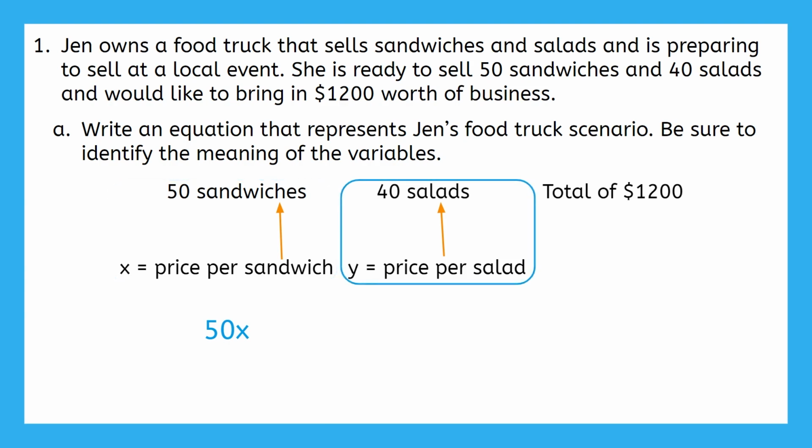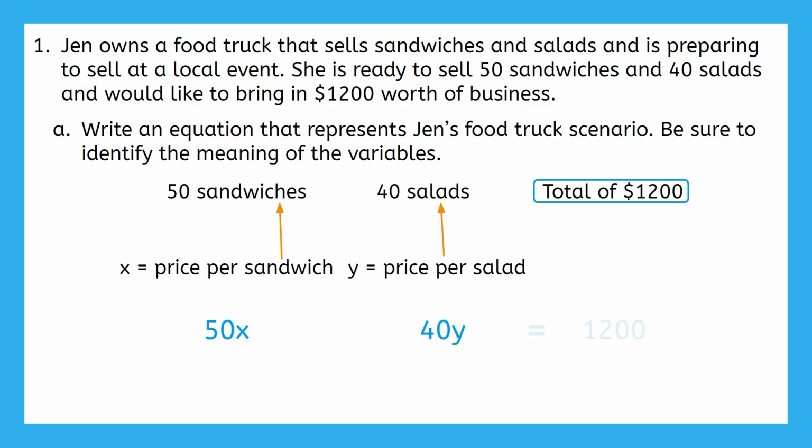Now let's write this mathematically. To figure out how much money is earned from just the salad sales, we need to multiply how many are sold times the price of each one. So we have 40 times y, or 40y. Remind me what total means again. Right, total means equals, so we can say that something equals 1,200.